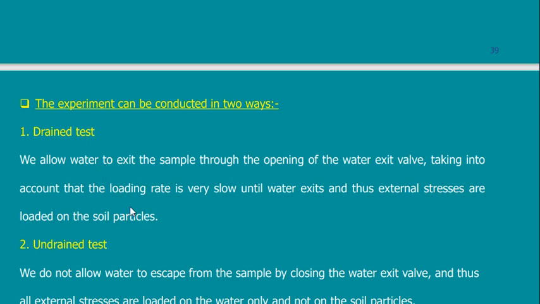So to have the drained test, I will open the tap, but in this case, try to put the load very gradually so that increasing the load would match the water leaving the sample, because if you increase the load very quickly and the water still did not leave the sample, you will be getting wrong results. So to get good results, you open the tap and allow water to drain and put the load very, very slowly till you reach the failure load.